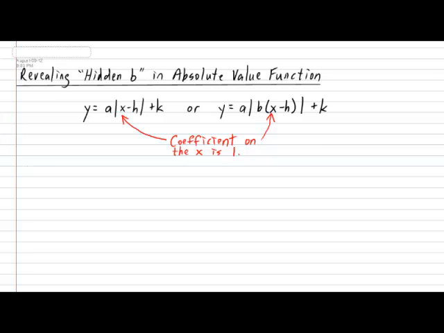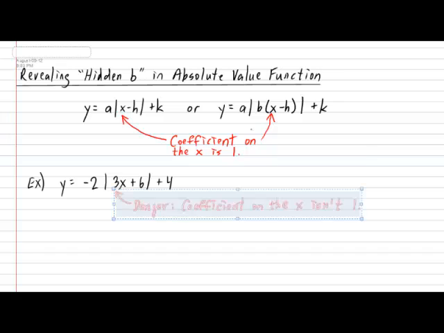So at this point, you might be asking yourself, what is an example of an absolute value function that's not written in proper format? Well, how about this as an example? y equals negative 2 times the absolute value of 3x plus 6, plus 4. You will notice very quickly that the coefficient on the x is not 1. In this example, it's actually 3.